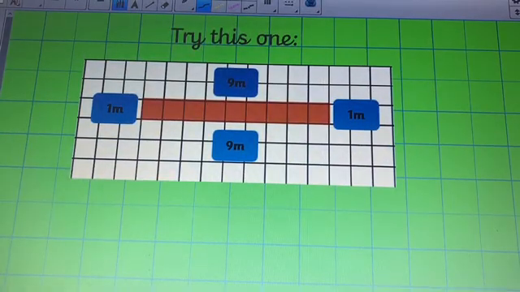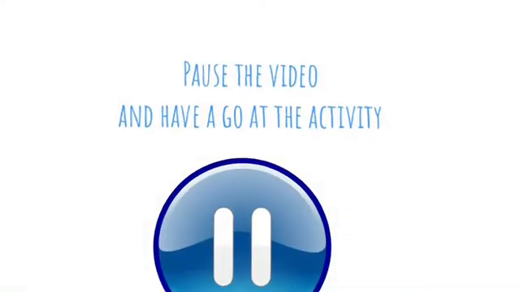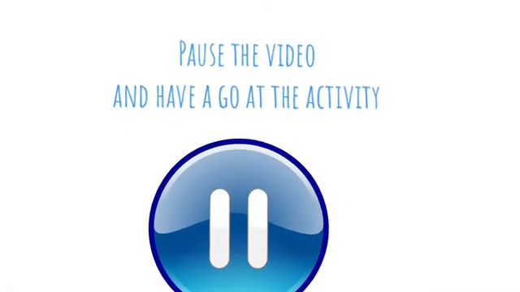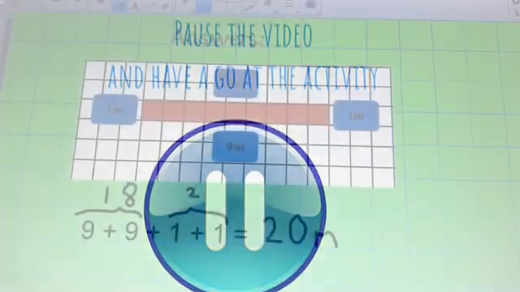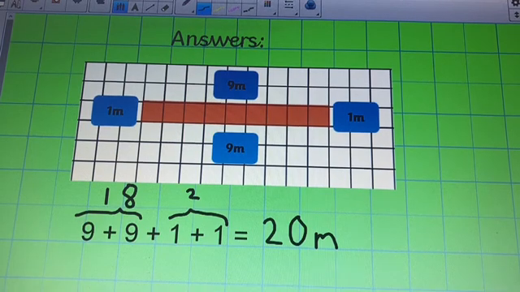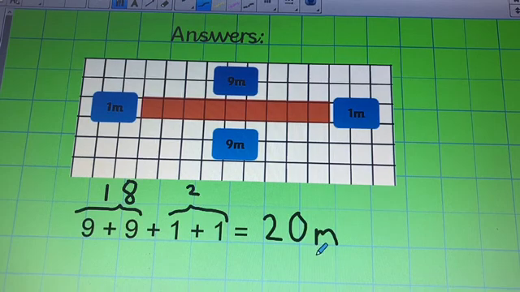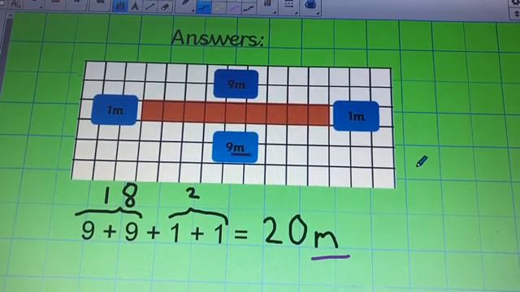Okay, for this one we've got sides of 9 metres and 1 metre. So see if you can work out the perimeter of this shape. Okay, so 9 and 9 make 18, and 1 and 1 makes 2, which together makes 20. Some of you might have fallen into a trap of putting centimetres, but actually this one was measured in metres, so you should have put the little m there to show that they're measuring in metres.